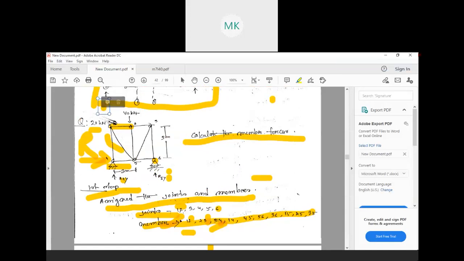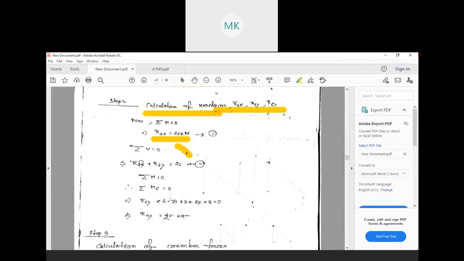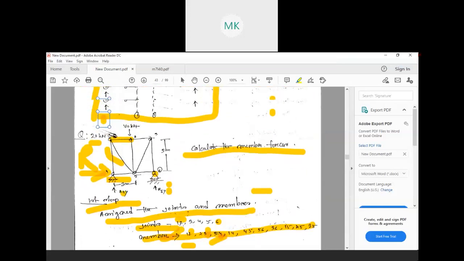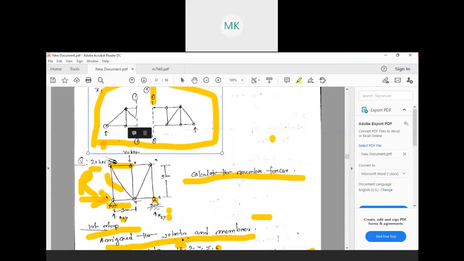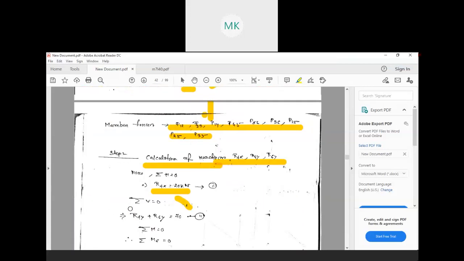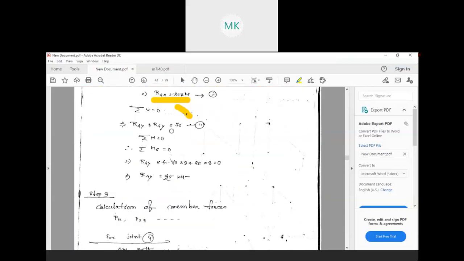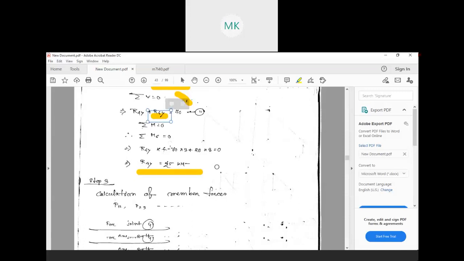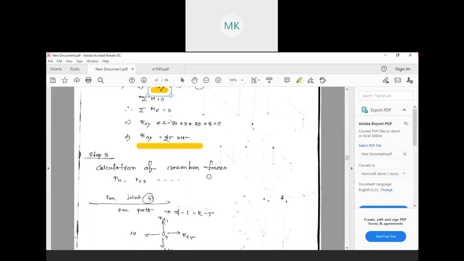Similarly, if you consider the vertical forces, only one load is given here, this 70. So that will come as R4y plus R6y equal to 70. Similarly, if you consider the moment about any point, you can easily find one value. From that, you just put it here and you can also find R6y. I think all of you can easily do this.